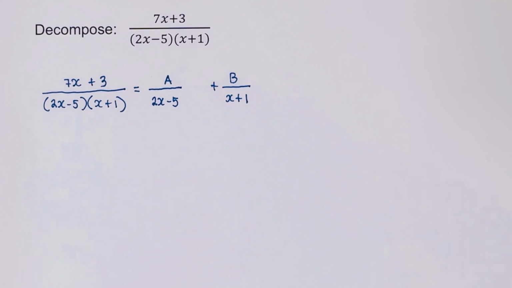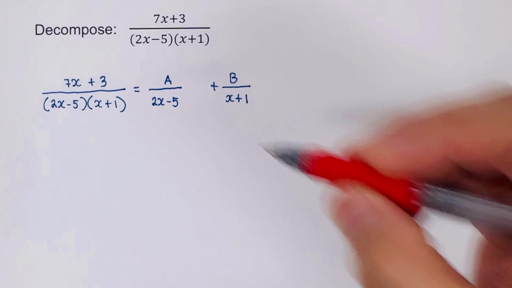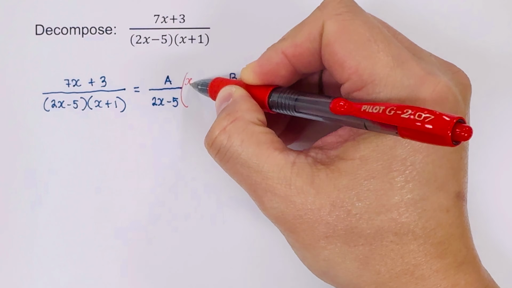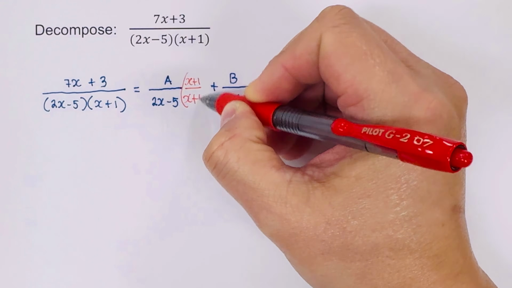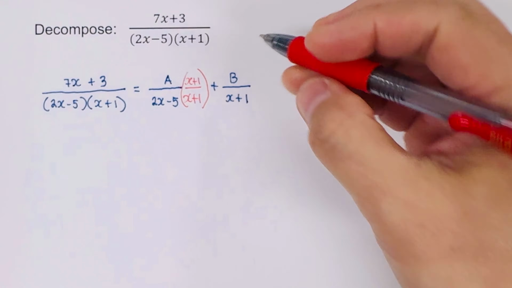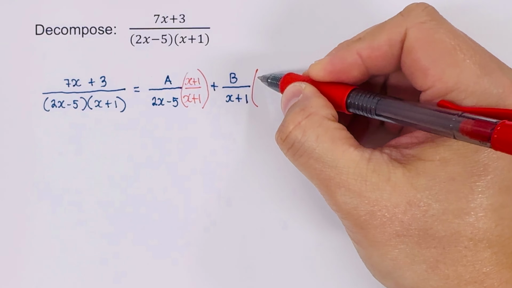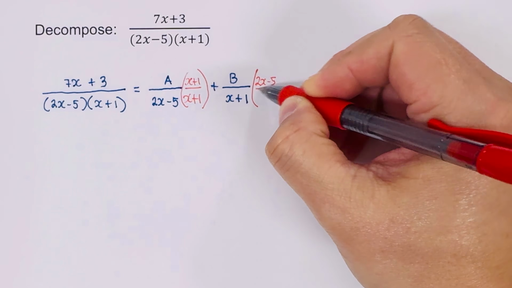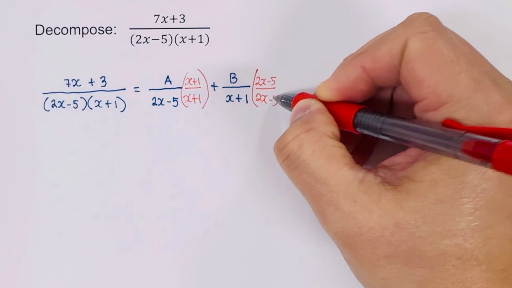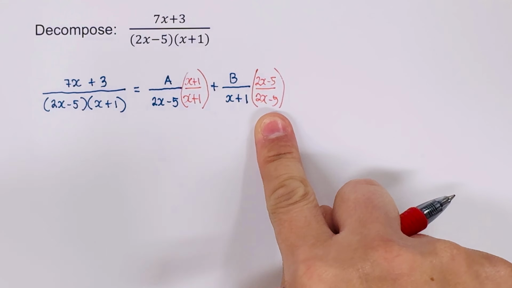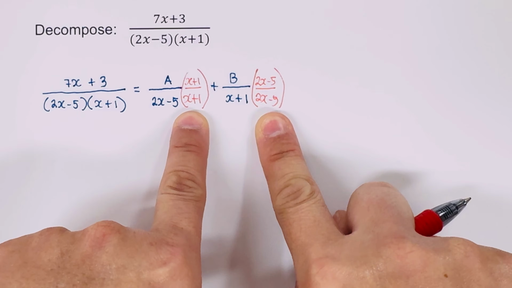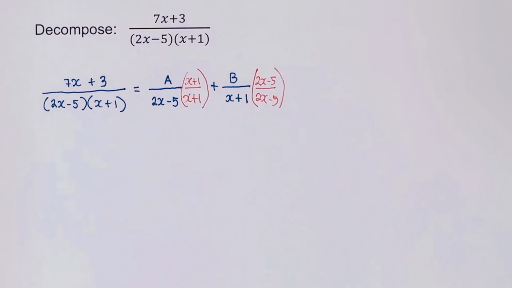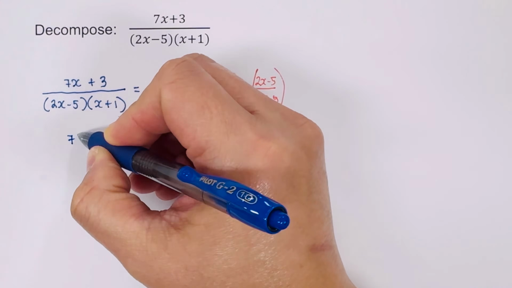Our task is to figure out what is the value for A and what is the value for B. If you notice, the denominators for these two fractions are not the same. We can make them the same by multiplying the first one by x plus 1 over x plus 1. I got that from here. So I'm going to multiply the second by 2x minus 5 over 2x minus 5. These red fractions that I have here are actually 1. So from here we can simplify this given equation.